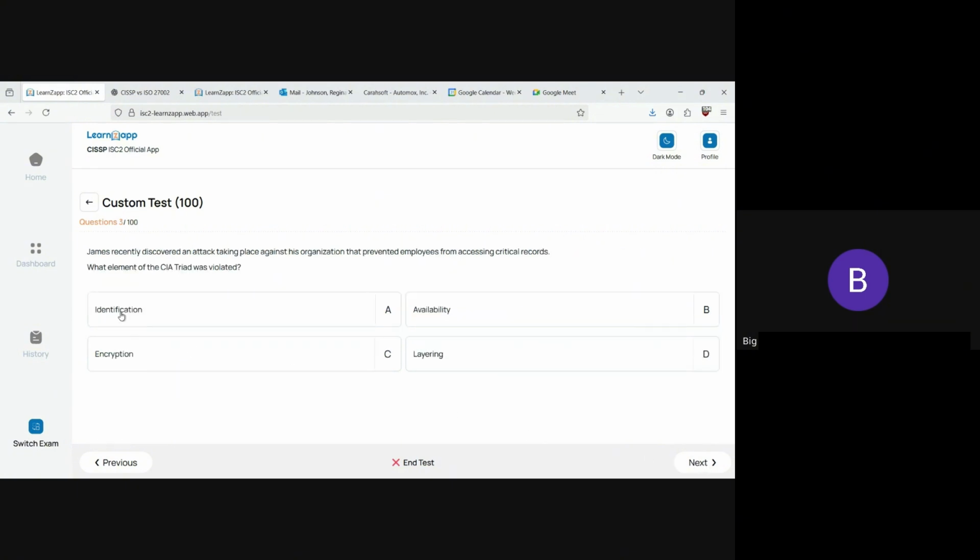James recently discovered an attack taking place against his organization that prevented employees from accessing critical records. What element of the CIA Triad was violated? A. Identification. B. Availability. C. Encryption. D. Layering.